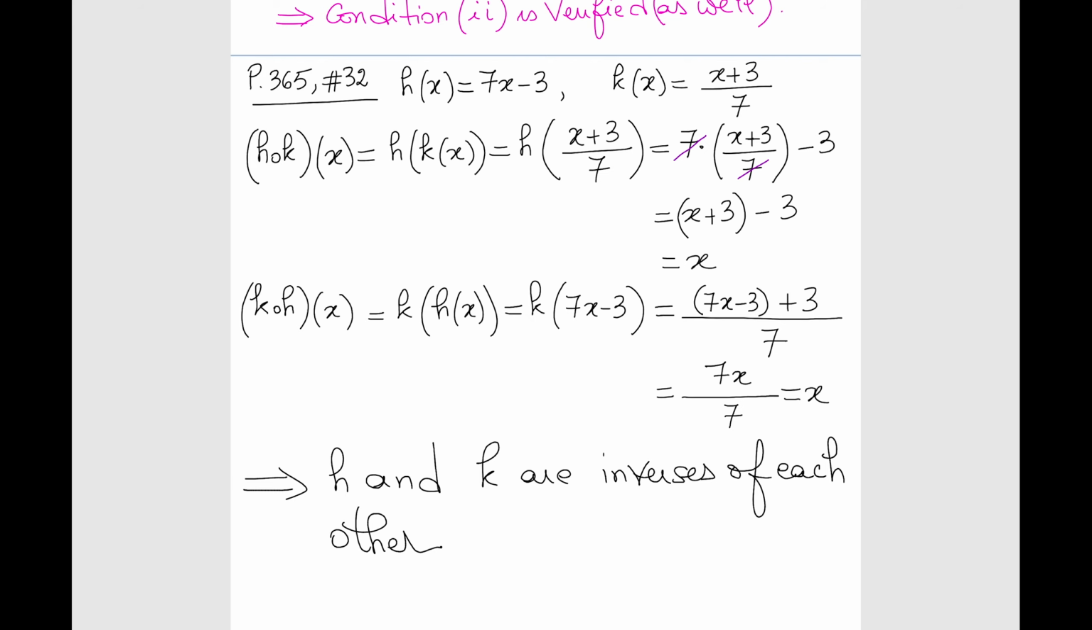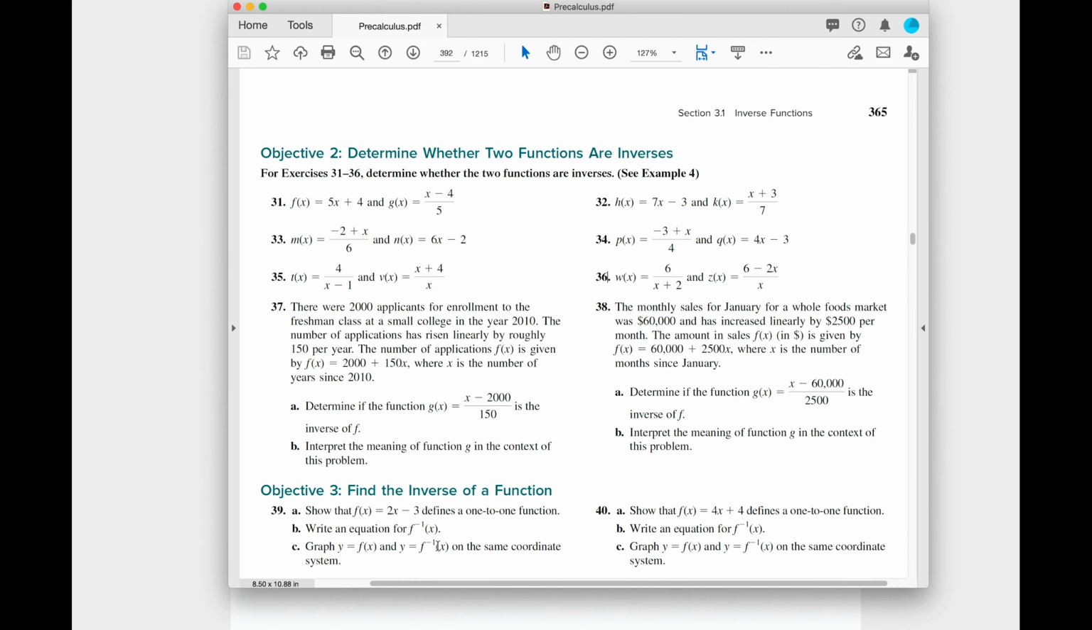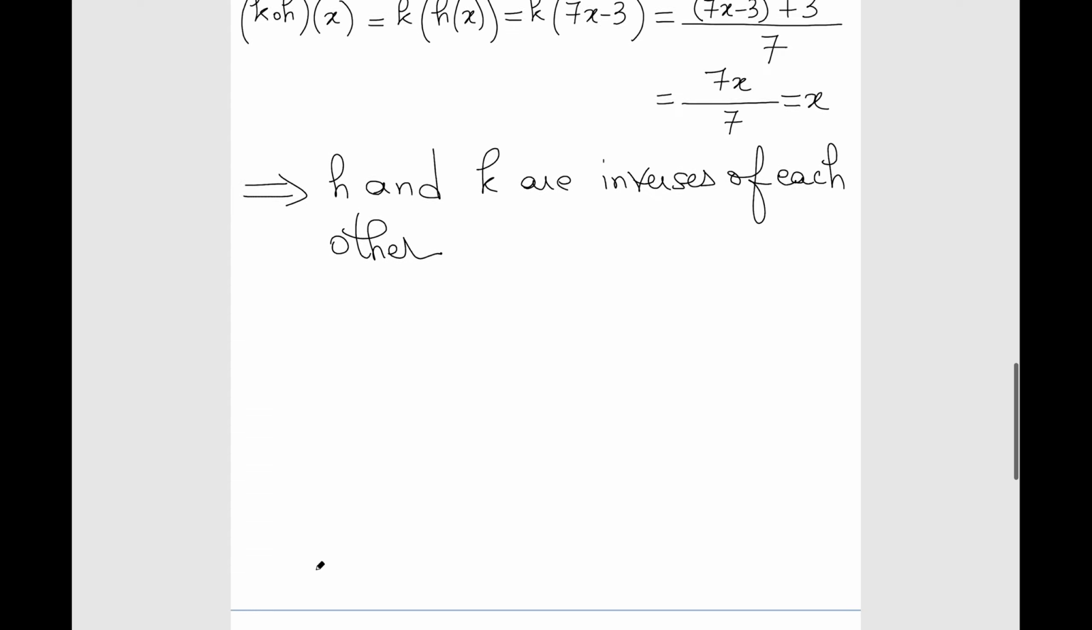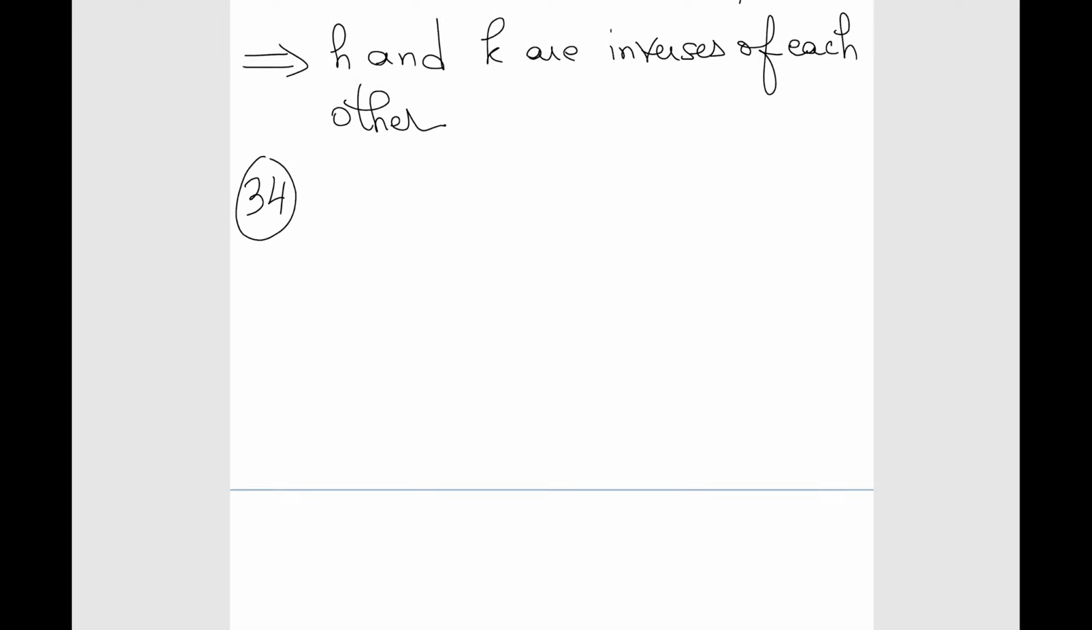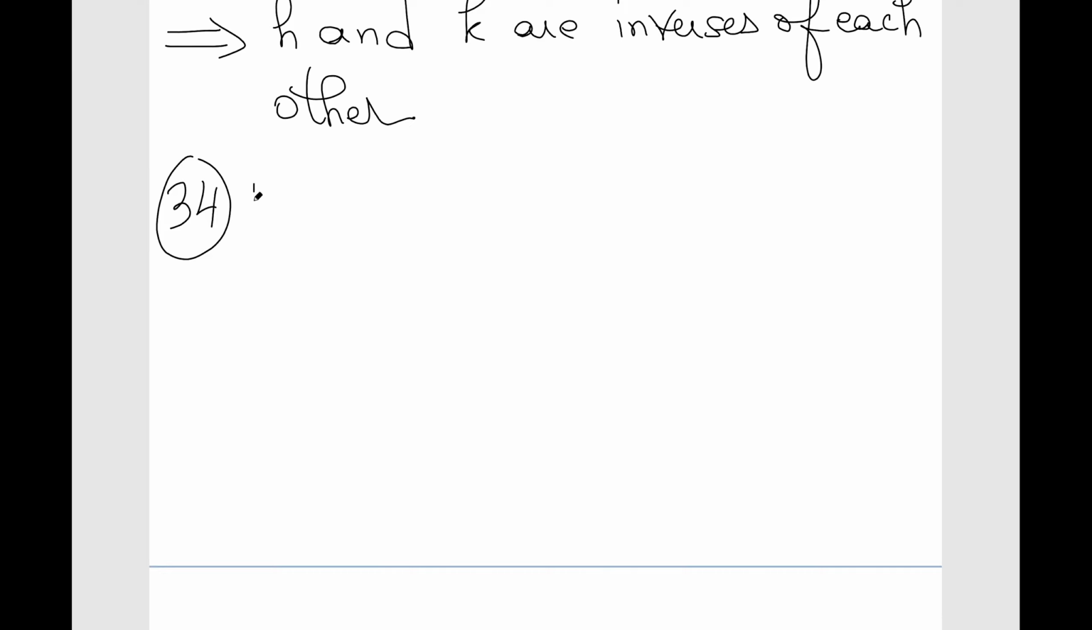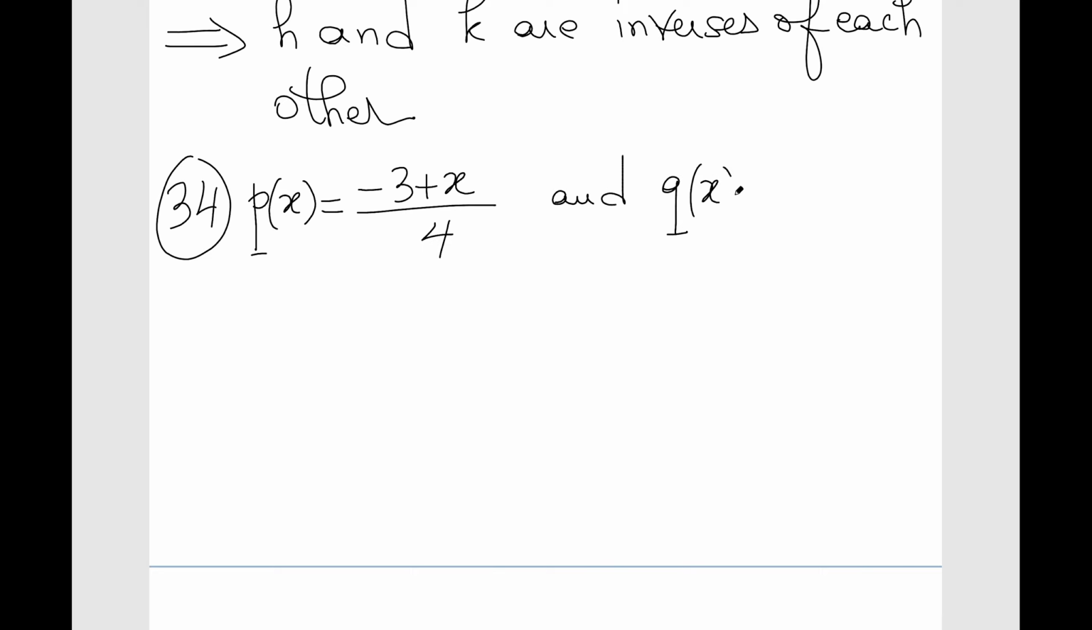Okay. Let's take another example. Let's go to 34. So 34 is, you have two functions p and q as such. Let's copy them. So this is 34 now. Okay. So I have p of x equals (minus 3 plus x) divided by 4, and q of x is equal to 4x minus 3. And same question, are they inverses?